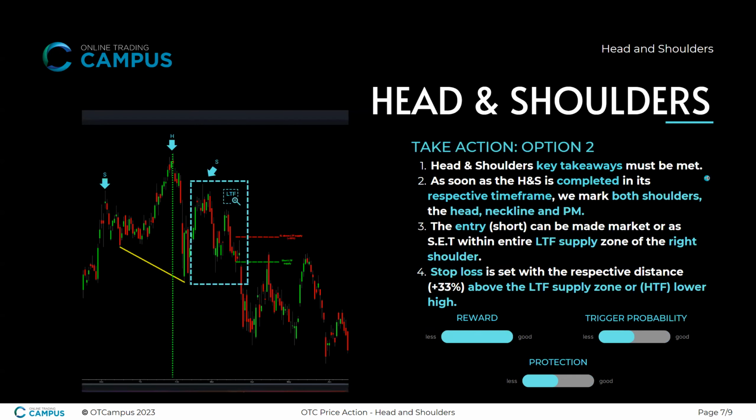Option number 2, and that's it, guys, is of course the lower time frame, right? That's difficult because we have to use the third step from the process: location, direction, zone refinement, right? Lower time frame zones are only zone refinement, right? Here, guys, step number 1 is head and shoulders key takeaways must be met. It's the same like option number 1.